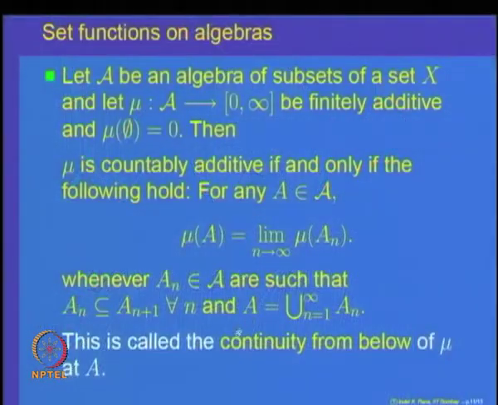So, this is characterizing countable additivity in terms of limits of increasing sequences of sets, and this property says that mu is continuous from below at the point A. So, countable additivity for finitely additive set functions is the same as saying they are continuous from below at the point A, from below because A is the union of these sets. There is a corresponding result for sequences which are decreasing.